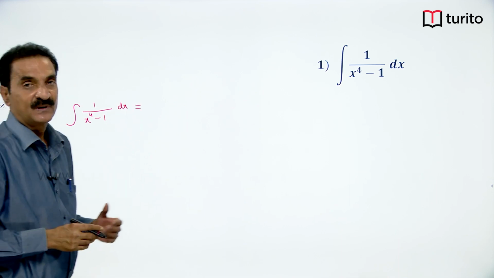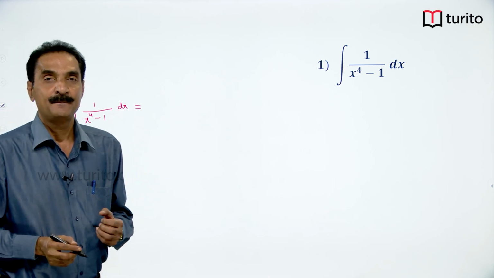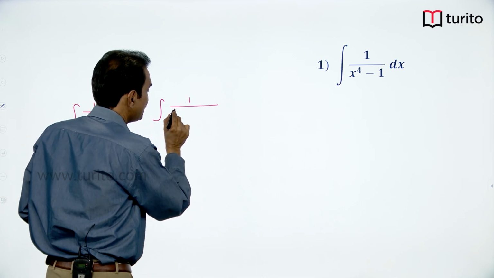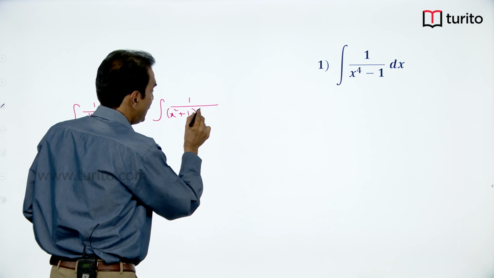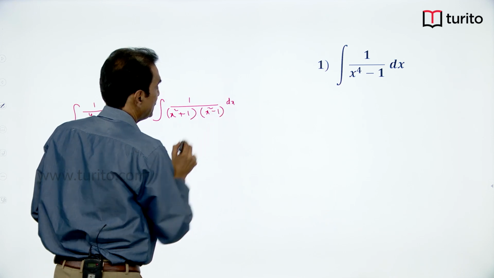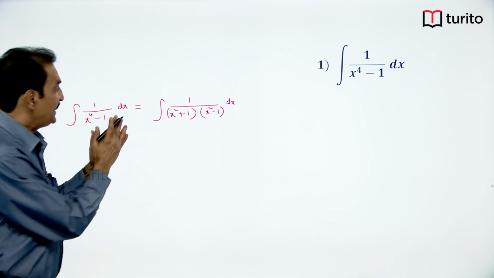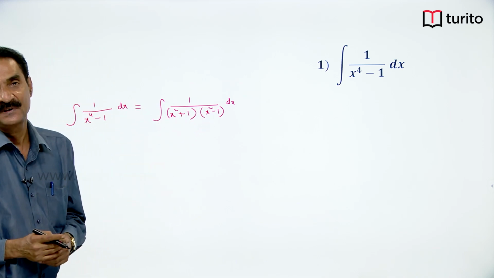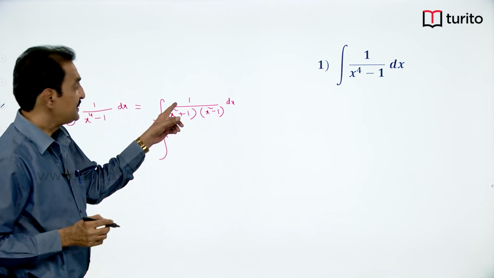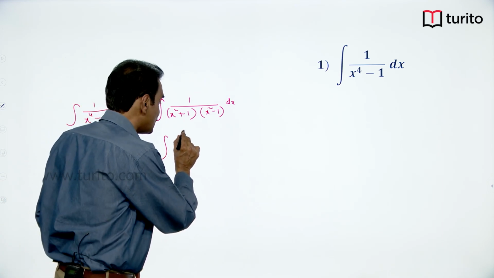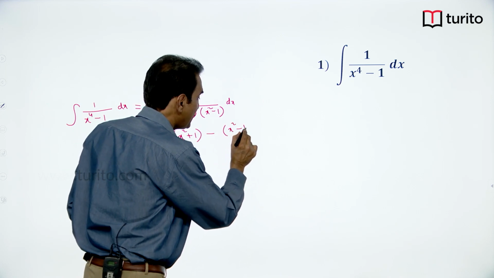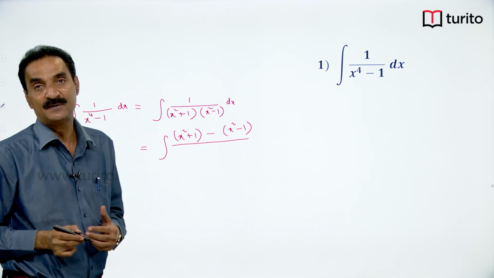To integrate this, since the denominator is factorizable, we will write the denominator as x square plus 1 into x square minus 1. Now, we need to split this into partial fractions. How? We can write the numerator as x square plus 1 minus x square minus 1, as the difference of the factors of the denominator.